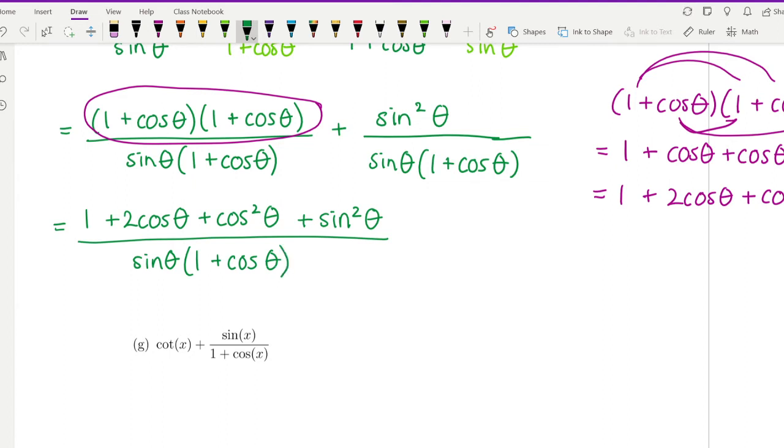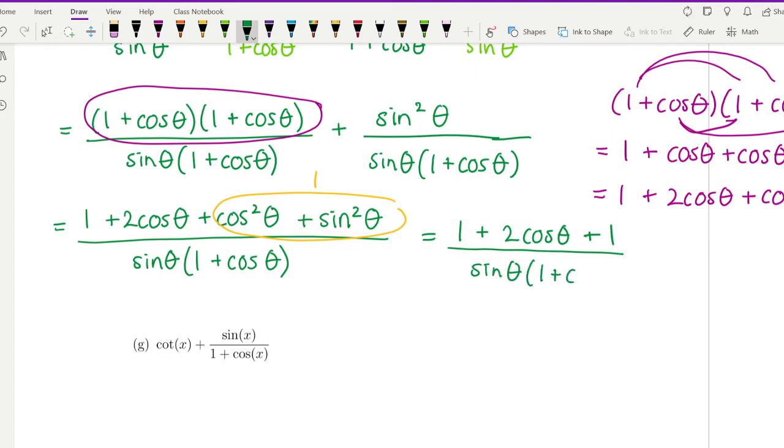Okay, so this next step I think is a little tricky, but notice that we have both a sine squared and a cosine squared. And so that should make you think of the Pythagorean identity, right? So what is cosine squared plus sine squared equal to? That's equal to 1. Right? All this stuff here, that's actually just equal to 1. And so we can rewrite this as 1 plus 2 cosine of theta plus 1. And then the denominator is still sine of theta times 1 plus cosine of theta.